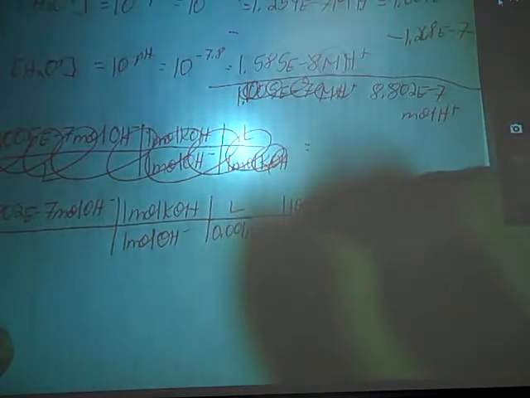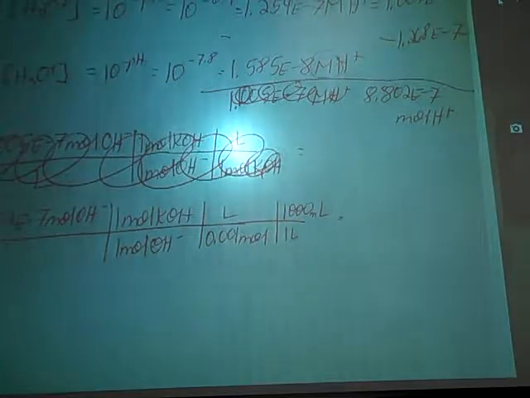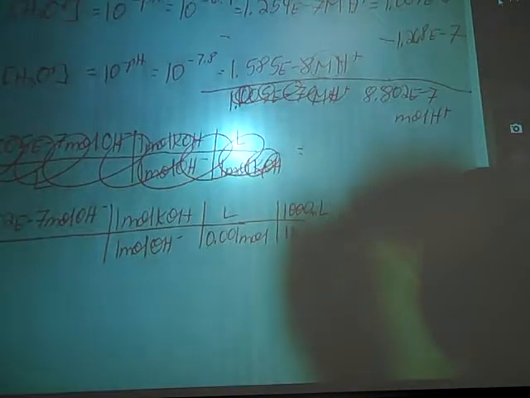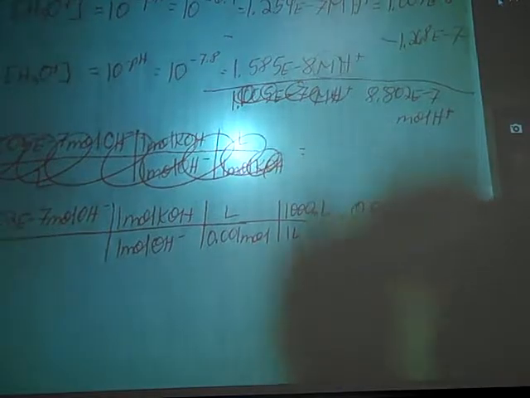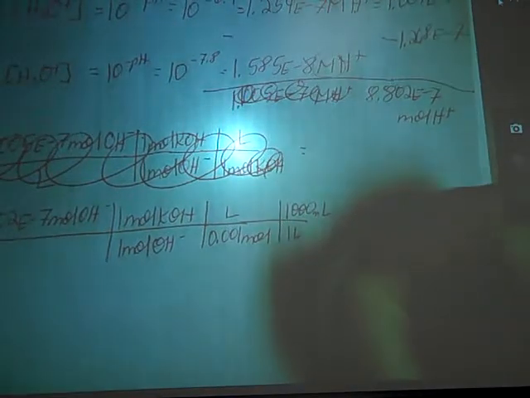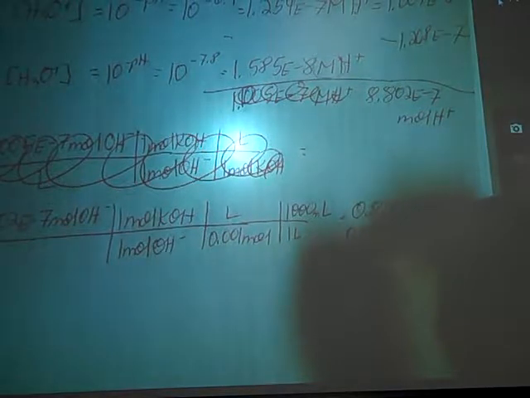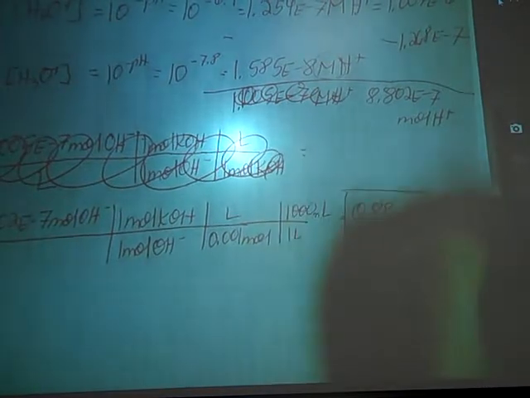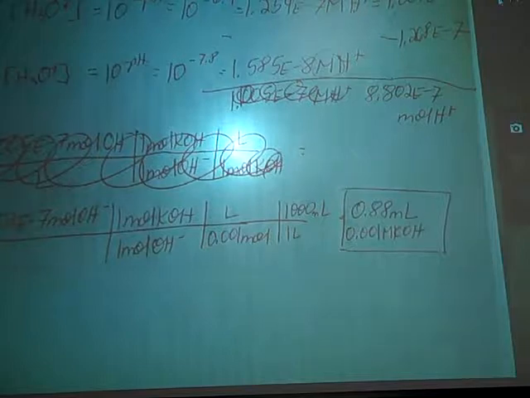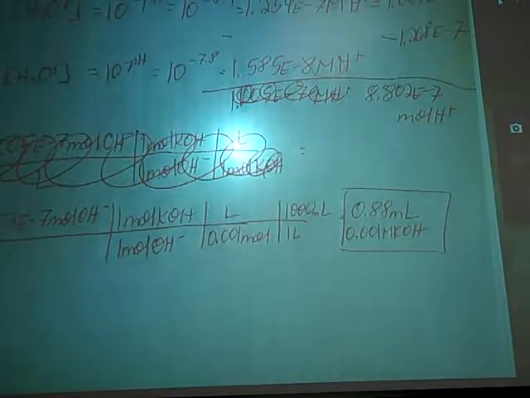I'm going to go ahead and go to milliliters because I have a hunch this is going to be a very small number. So 0.88 milliliters of our 0.001 molar potassium hydroxide. Sorry for that mistake in there, but I hope it just goes to show you how as soon as something seems off, go back and double check your work.